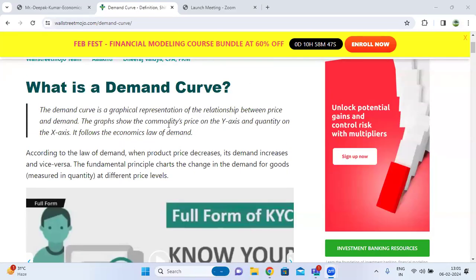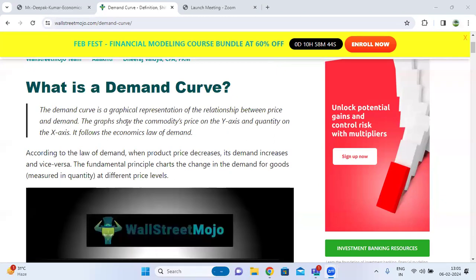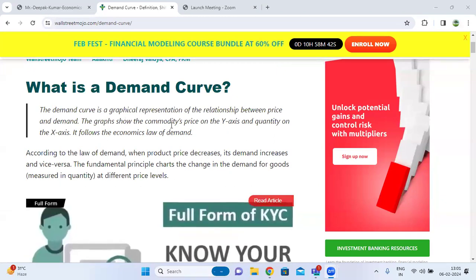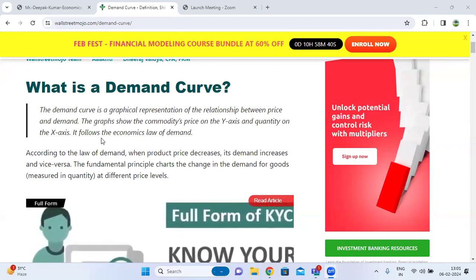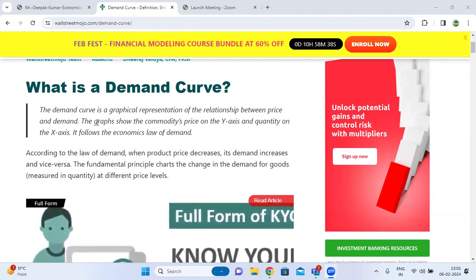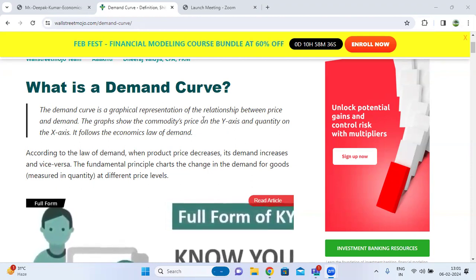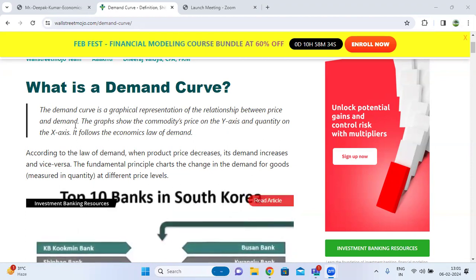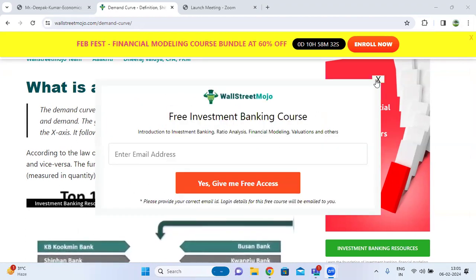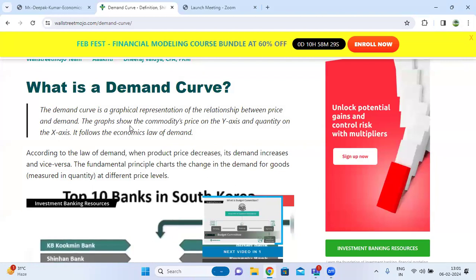Good morning, all. Today we are going to discuss what a demand curve is and the shift in the demand curve. The demand curve is a graphical representation of the relationship between price and demand.